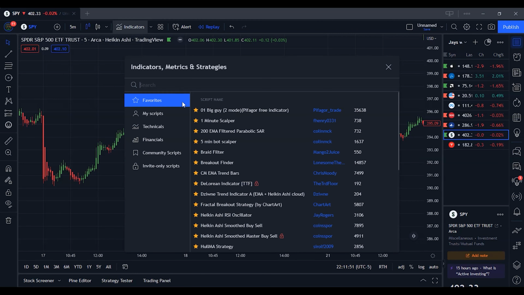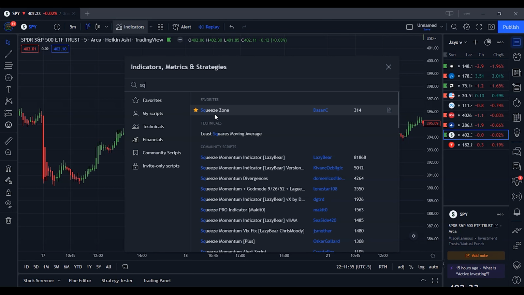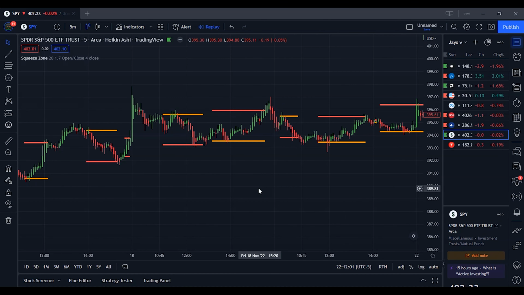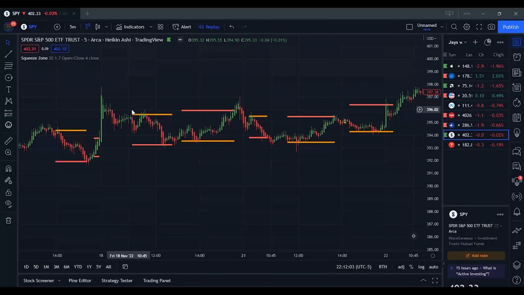We're going to go to indicators up top, and I'm going to type squeeze zone indicator. Let's click that. And as you can see, extremely simplistic. We have an orange support and resistance line, and we have a red support and resistance line. The orange support and resistance line acts as the strongest support or resistance, right? So it can be a support, it could be a resistance at any point.